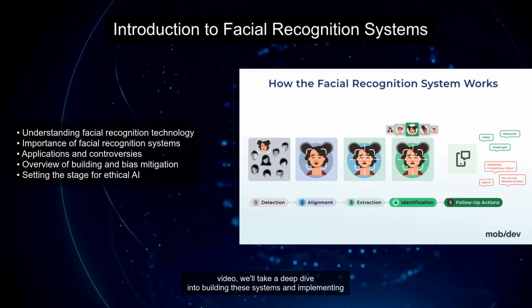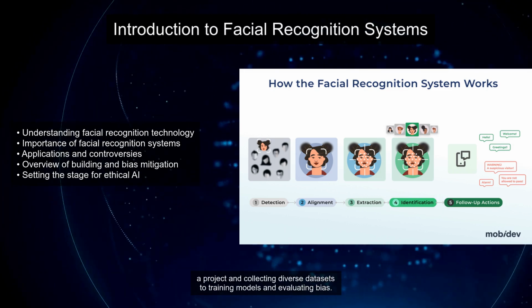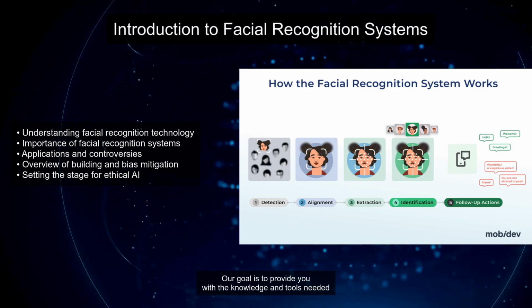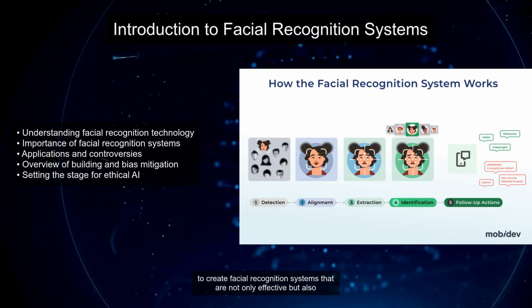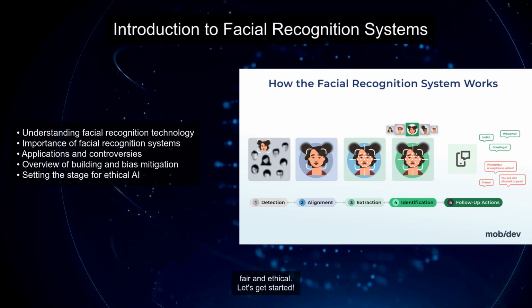In this video, we'll take a deep dive into building these systems and implementing strategies for bias mitigation. We'll cover the full process, from setting up a project and collecting diverse datasets to training models and evaluating bias. Our goal is to provide you with the knowledge and tools needed to create facial recognition systems that are not only effective but also fair and ethical.